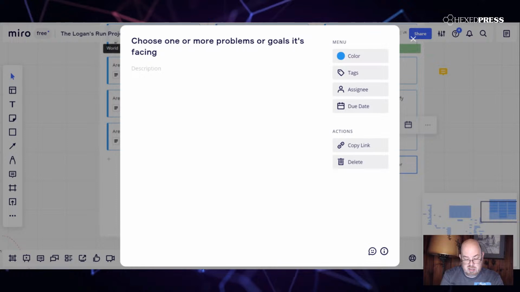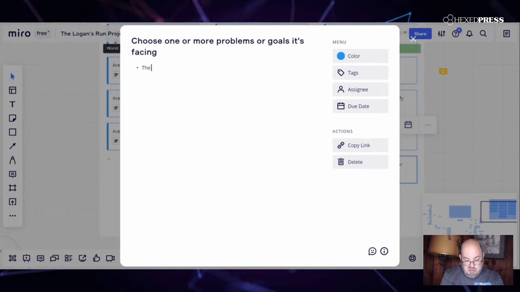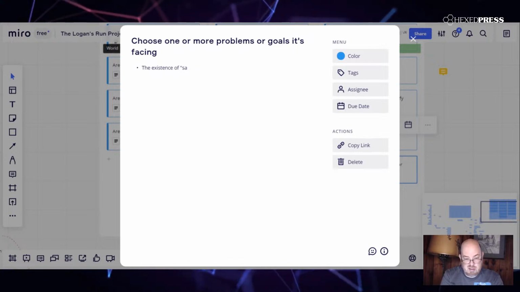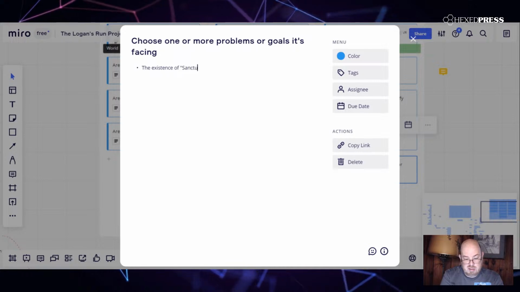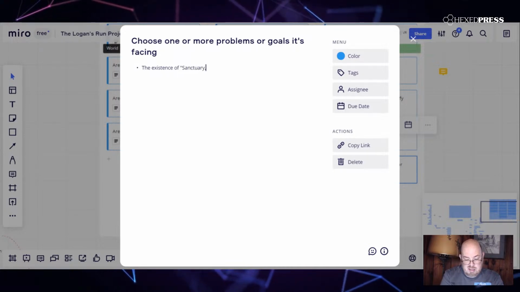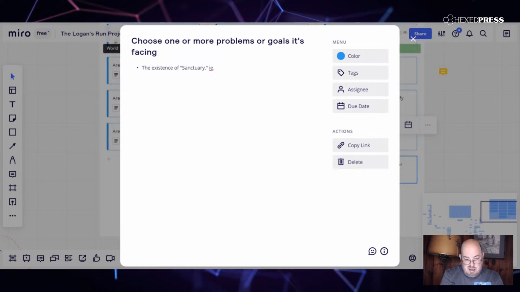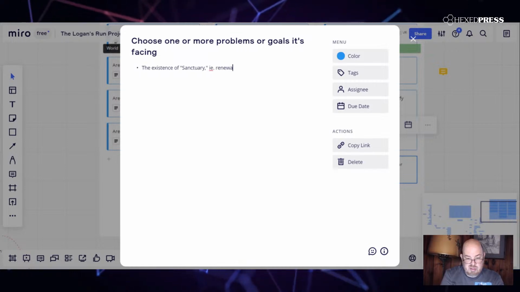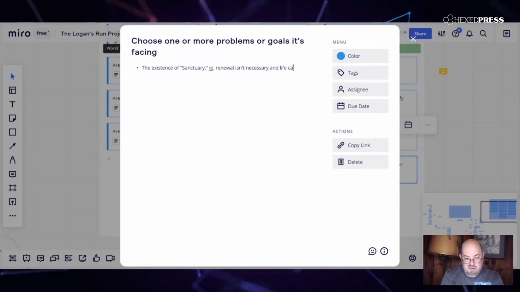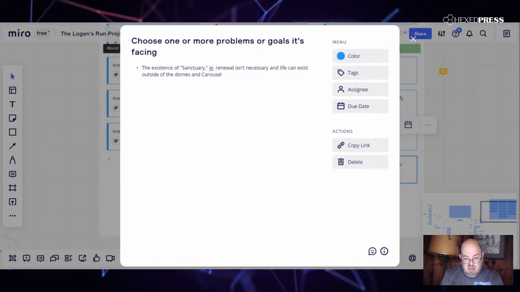Okay. Big one is, I don't want to say truth, but it is an existential kind of threat: the existence of sanctuary, i.e. renewal isn't necessary, and life can exist outside of the domes and carousel.